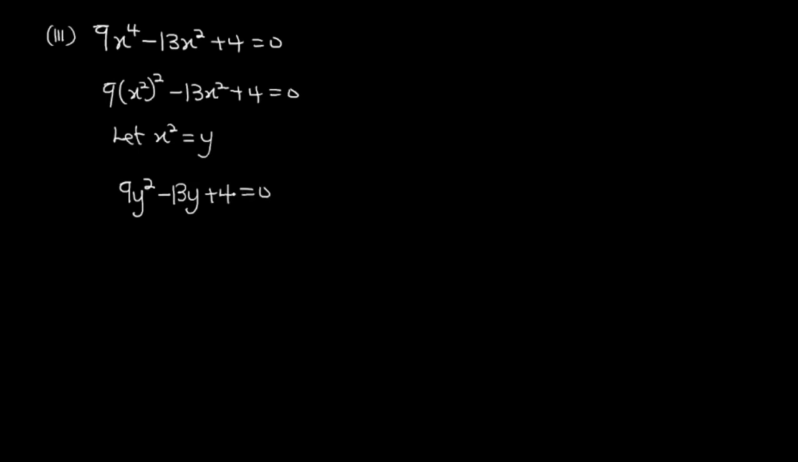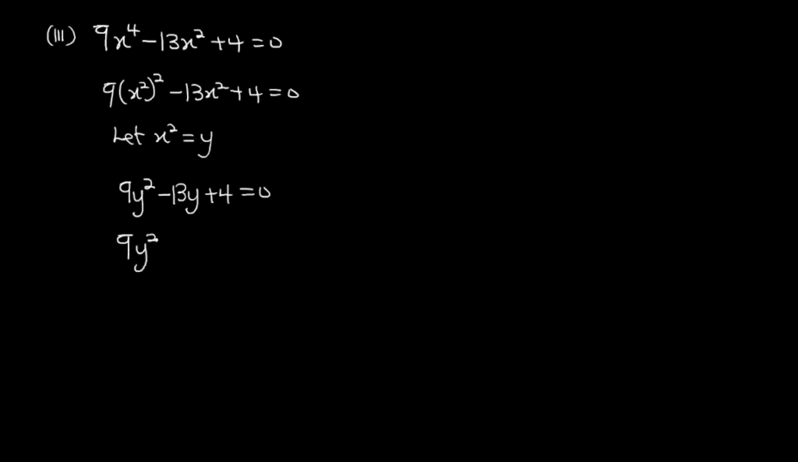Alright, so now we need to factorize this equation. So we use the coefficient of the y squared term, which is 9, to multiply 4. So 9 multiplied by 4 will give me 36. Now which two numbers can I multiply to get 36 but add to get negative 13? So if you look at it, 9 and 4 will do that for us, because negative 9 multiplied by negative 4 will give me positive 36, and if I add negative 9 and negative 4, I will get negative 13. So we use that.